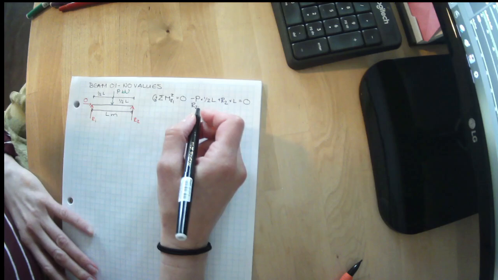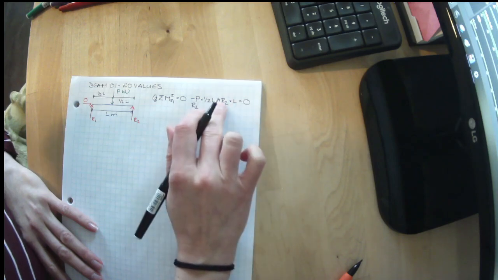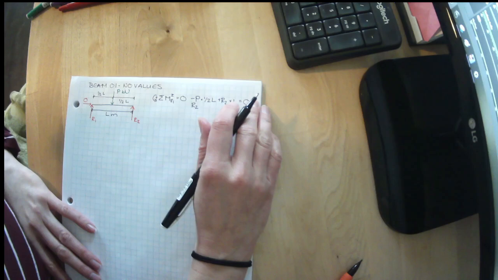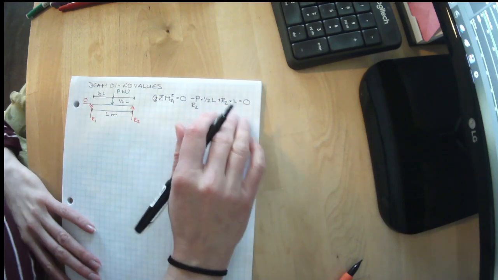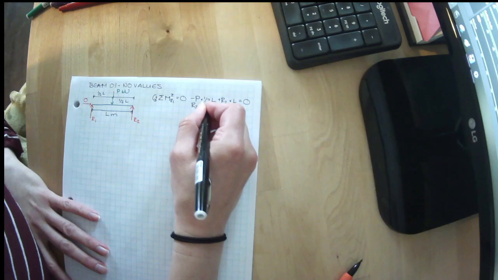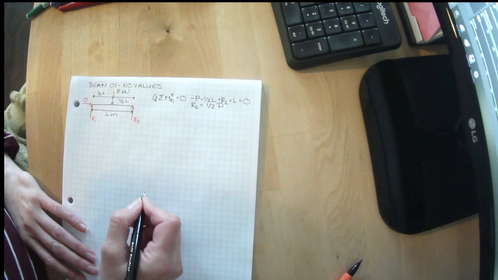Okay. We have reaction R2. And we're going to bring this over here and it becomes positive, and we'll divide out by L. Or we have positive 1/2 P L divided by L, or 1/2 P. So that's exactly what we guessed was going to happen.